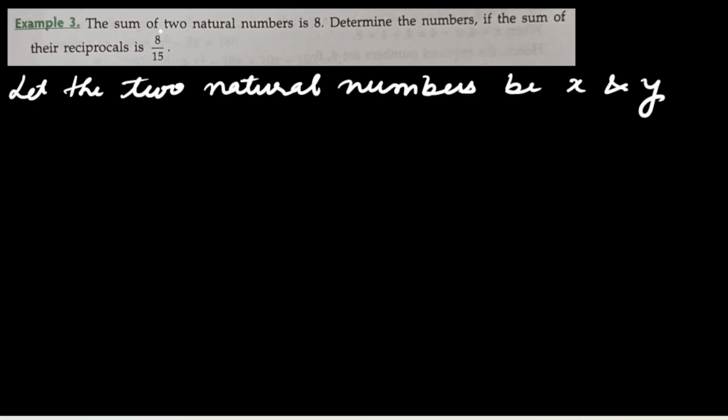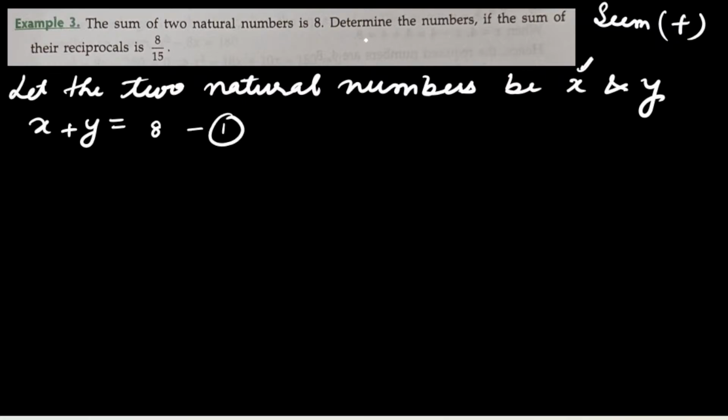Now what is the first situation given to us? The sum of two numbers is 8. Sum means addition, plus. So x plus y is equal to 8. So this is the first equation, but I can write my equations in one variable only. So x plus y is equal to 8. This is the first equation.